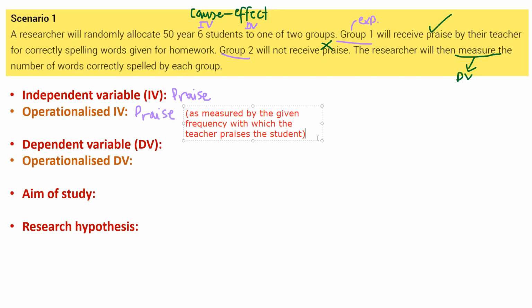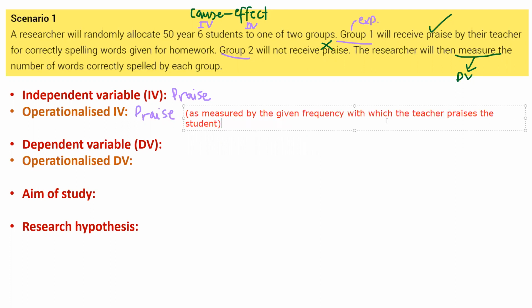Again, because these scenarios are quite short, some of them don't have enough information to properly operationalize the variable, but that could be one particular thing that we look at. Okay, the next thing that we're looking at is the DV, and the DV basically talks about the spelling of the words there.